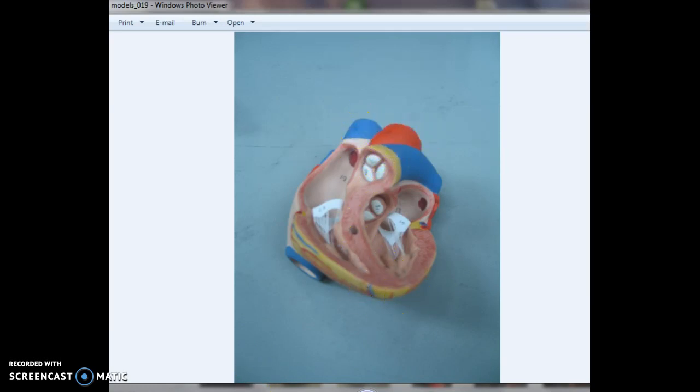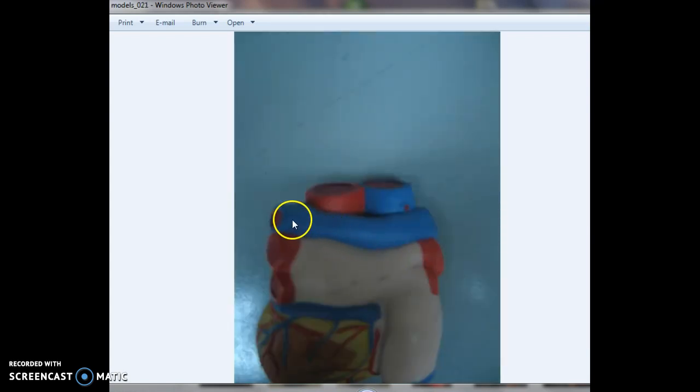Again, that is the apex. On the back side of that, these are the pulmonary arteries right here. These are the pulmonary veins. That's the coronary sinus.